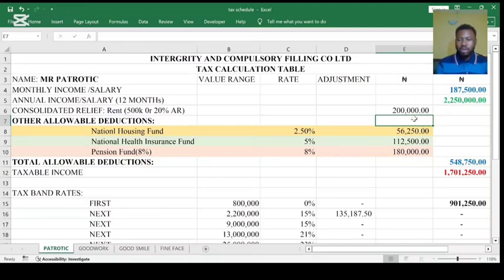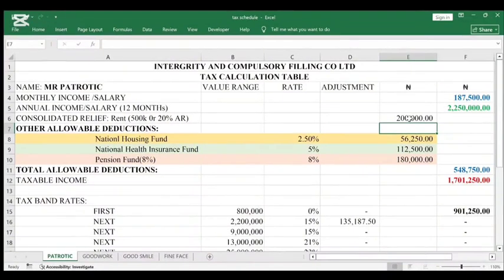Why do we have 200,000 here? Simply means his calculated annual rent is less than what the law says. In this case, Mr. Patriotic's annual rent is 1 million. 20% of that gave us this 200,000 naira. That's how we got that value. All right, so if we compare 200,000 with the 500k that the law capped, of course 200,000 is lower. That will be his rent relief. That's why it is here.